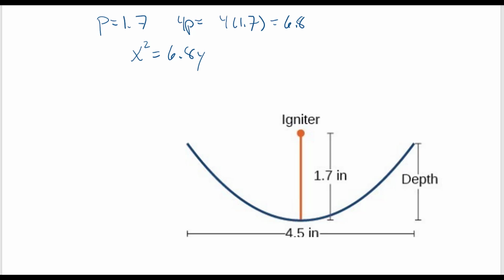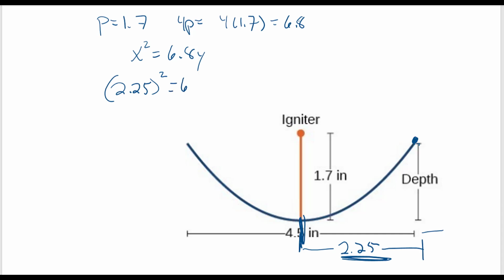Now the next question is, what is this depth? If we cut this in half, we will have 2.25 inches. So what is this point on the curve going to be? For its depth, we know the x is 2.25. We want to find the y. So we could say 2.25 squared equals 6.8y, or y is equal to 2.25 squared divided by 6.8. And that comes out to be approximately 0.74 inches.